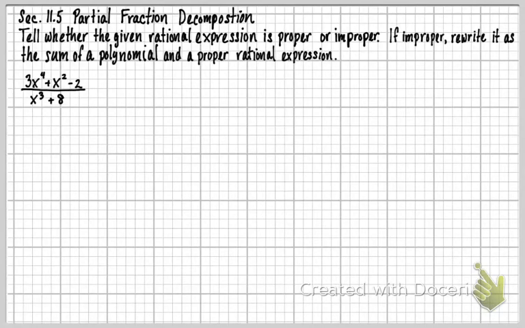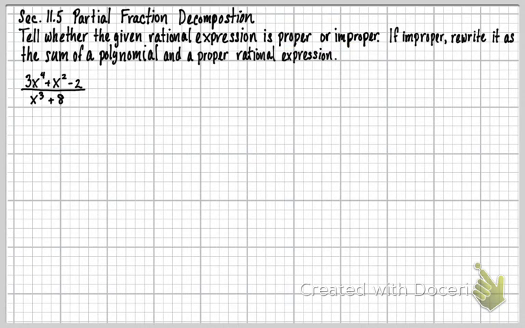Section 11.5, partial fraction decomposition. This problem says tell whether the given rational expression is proper or improper. If improper, rewrite it as the sum of a polynomial and a proper rational expression. So the first thing we're going to do is look at whether this is proper or improper.